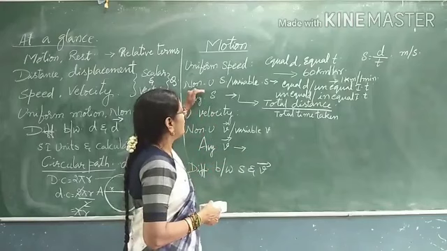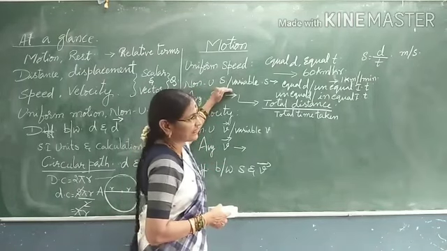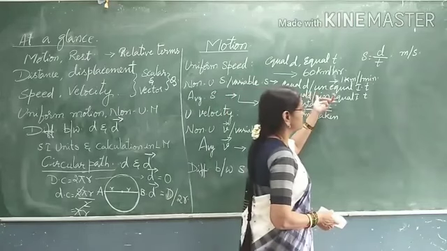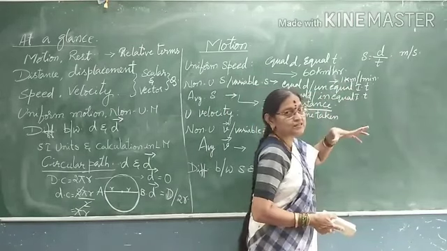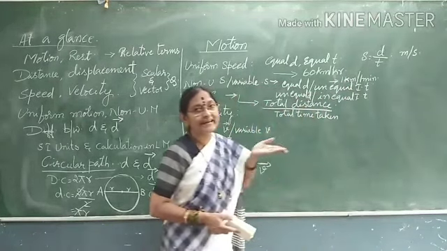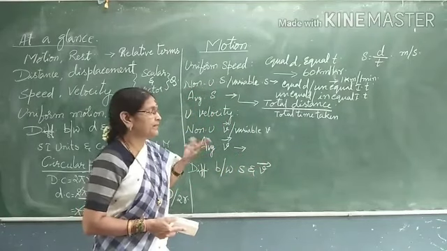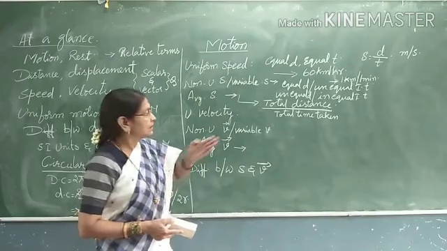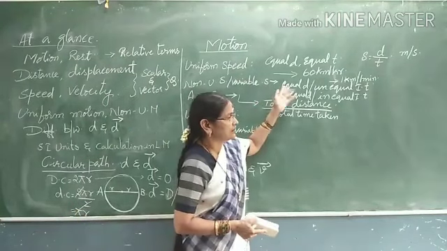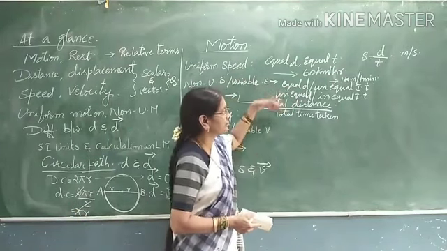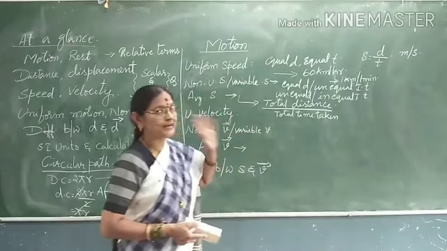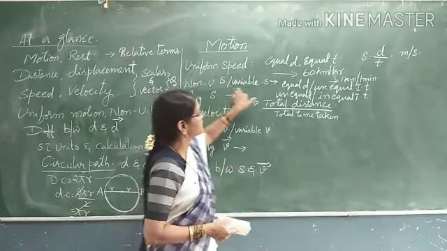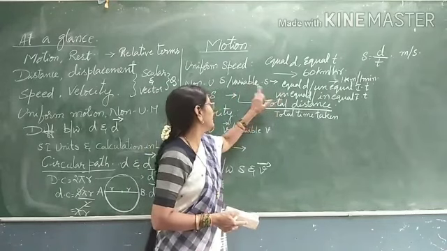So the majority of vehicles in the city, on very busy roads, go with less speed. When going on NH national highways, they will be maintaining high speed. So this is unequal distances covered in unequal intervals of time, or unequal distances in equal intervals of time. Whatever it may be, this is called variable speed.